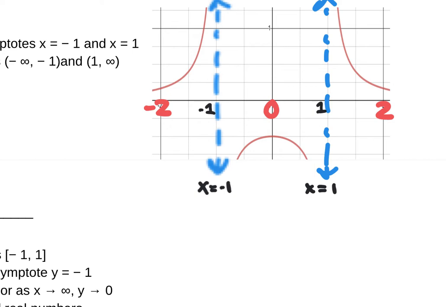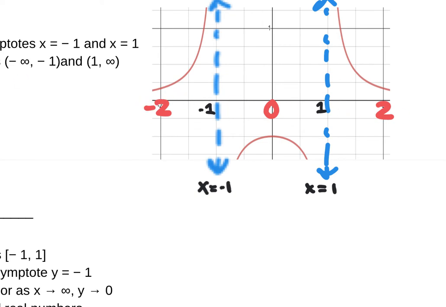Now I'm going to also label the horizontal asymptote. So where's the horizontal asymptote looking like? Does it cross up here at +1? No, that would be bad, right? Does it cross down here at -1? No. What number does it cross? 0. +1's up here. -1's down here. It crosses at 0. That's the horizontal asymptote.